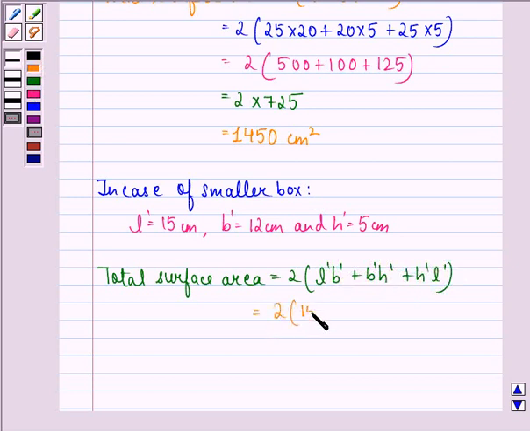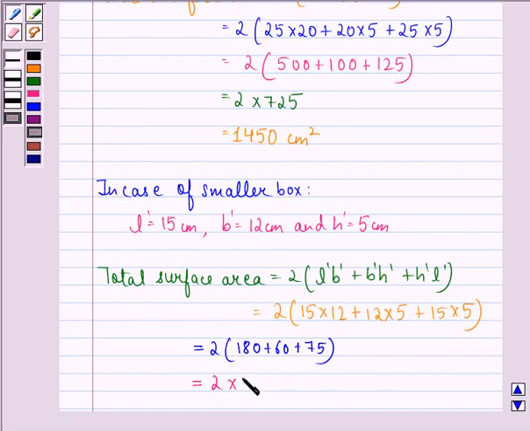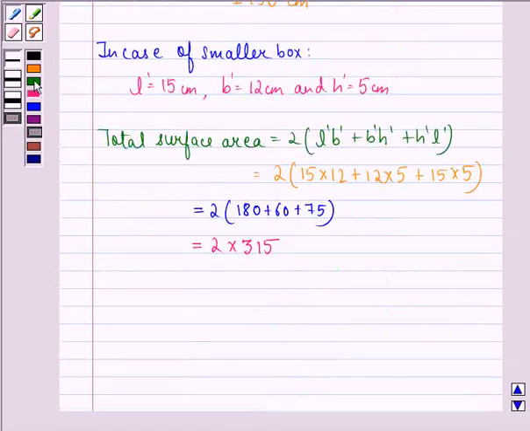Again, we simply put in the values. We have 2 into 15 into 12 plus 12 into 5 plus H dash into L dash, that is 15 into 5. This is equal to 2 into 180 plus 60 plus 75. That is equal to 2 into 315, and 2 multiplied by 315 is 630. So the total surface area for smaller box is 630 cm².